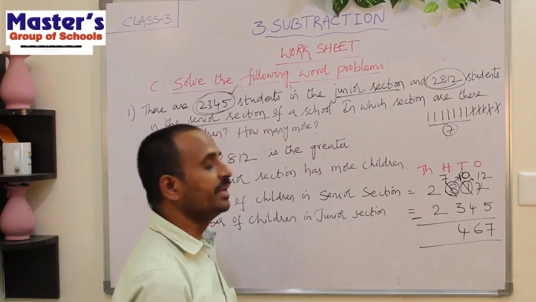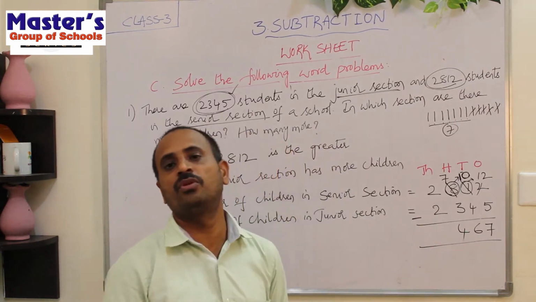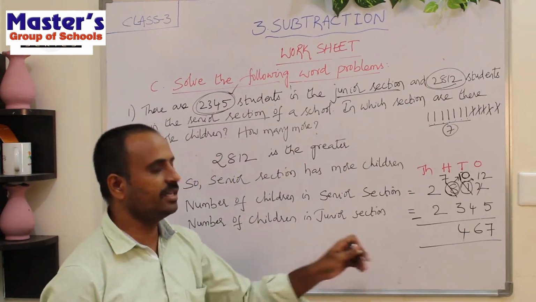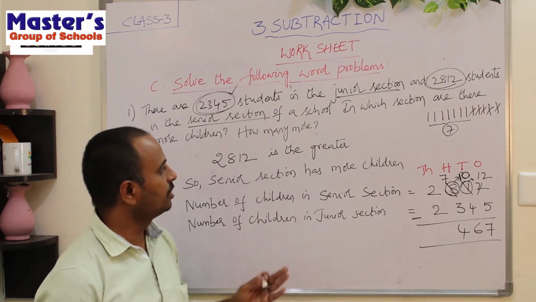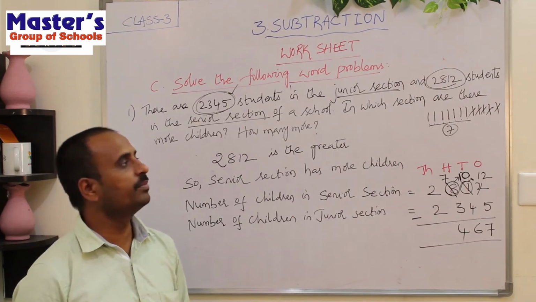That means how many children are more? 467 children are more in the senior section than the junior section. So this is the answer. Children, note this down in your notebook and practice, and see the next word problem in this part.